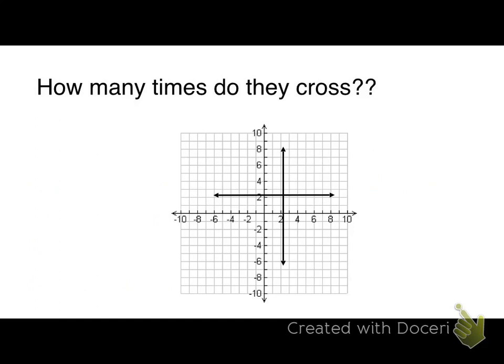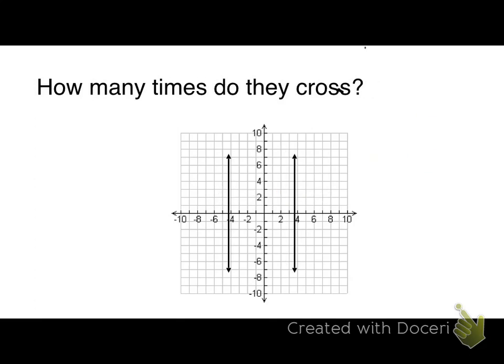So how many times do these cross? Well, it looks like it crosses right here, so it's crossing once. And if it was shifted over a little bit, my graph's a little bit off, it looks like they're crossing at 2, 2. So my answer would be either one solution, or if I'm asking for a specific solution, it would be 2, 2.